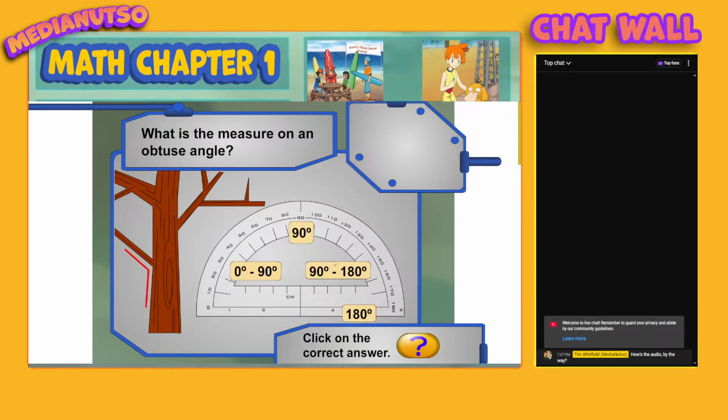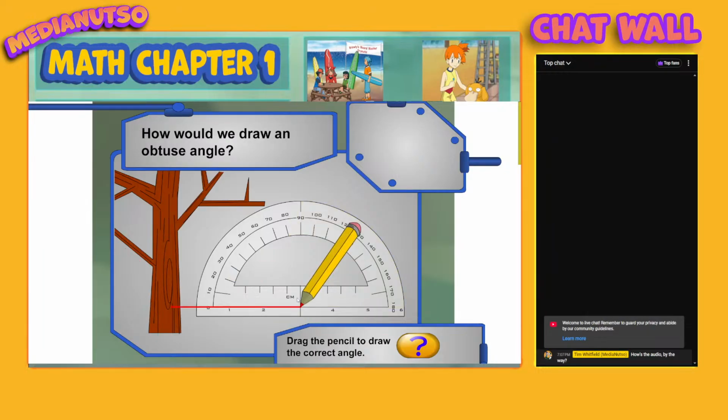Okay, look at this branch. I think it might be obtuse, but what is the measure for an obtuse angle? Right. An obtuse angle measures between 90 and 180 degrees. Can you draw an obtuse angle for me? Right. An obtuse angle measures between 90 and 180 degrees.